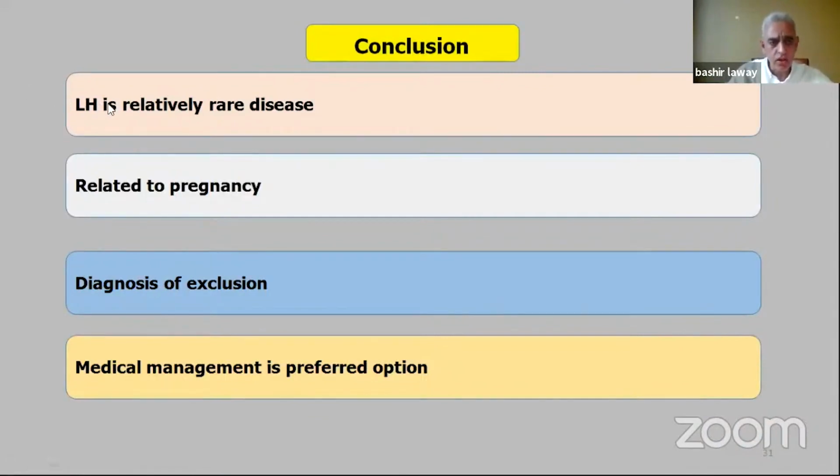To conclude, lymphocytic hypophysitis is a relatively rare disease. It is related to pregnancy. It is a diagnosis of exclusion because it's not a common disease. So medical management is the preferred option. Only very few patients will actually need surgery.